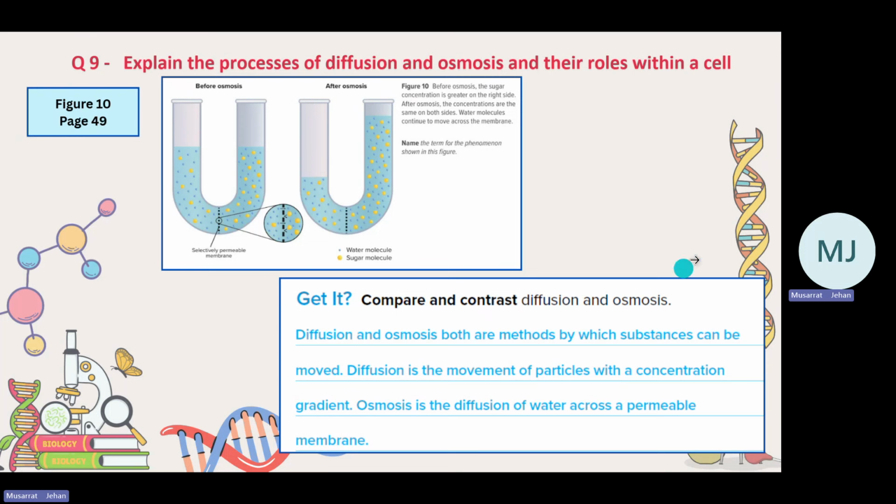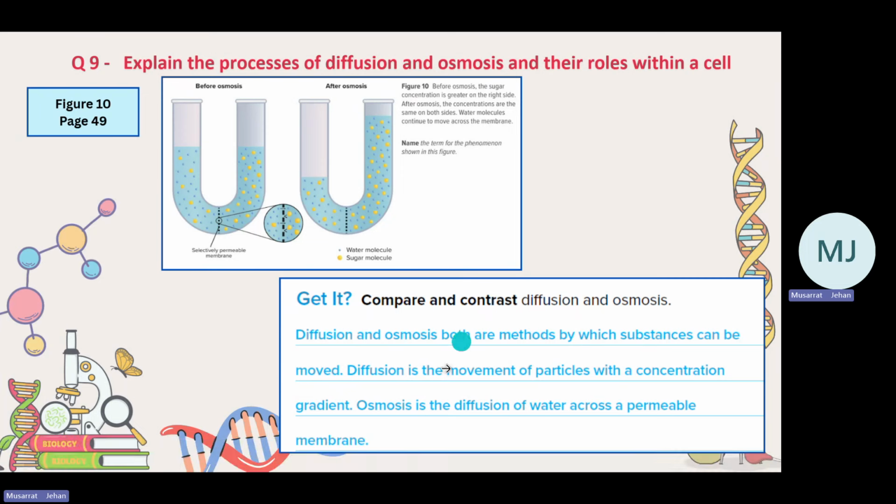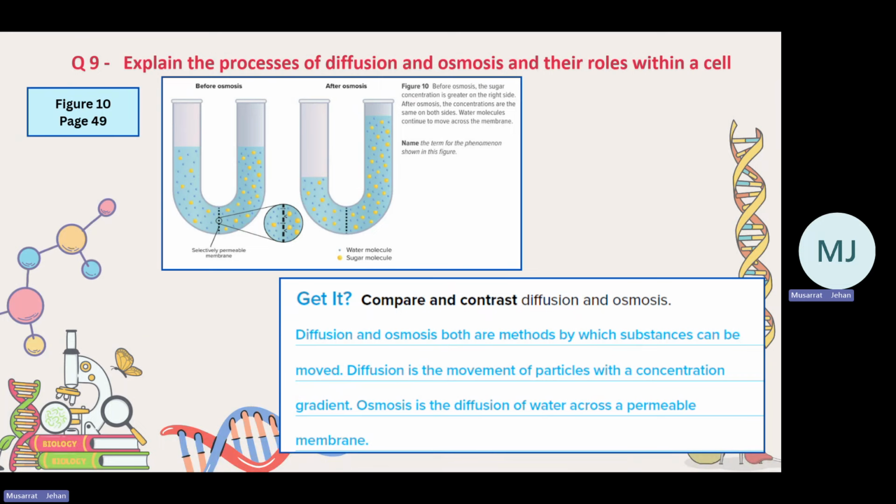Compare and contrast diffusion and osmosis. Diffusion and osmosis both are methods by which substances can be moved, and in both they are moving along the concentration gradient. Diffusion is the movement of particles along a concentration gradient. Osmosis is the diffusion of water across a permeable membrane. So there it is only water and a permeable membrane.